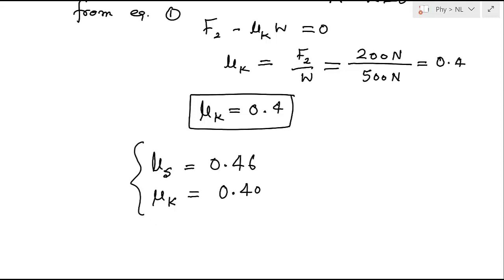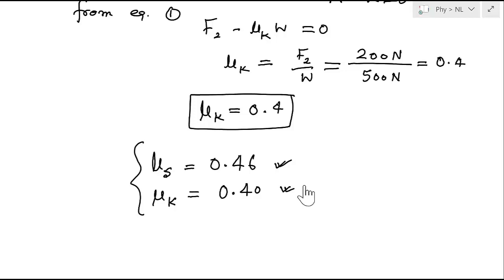So as expected, the coefficient of static friction should be larger than the coefficient of kinetic friction, and that is the case here. You see the coefficient of static friction is 0.46, which is greater than the coefficient of kinetic friction, which is basically equal to 0.4.